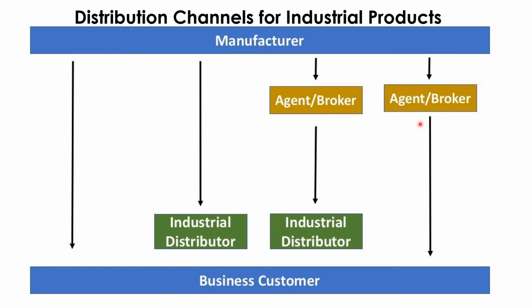And also the fourth channel, through an agent or broker. So a commission agent or broker will sell to the business customer. So one middleman may be required. Okay.